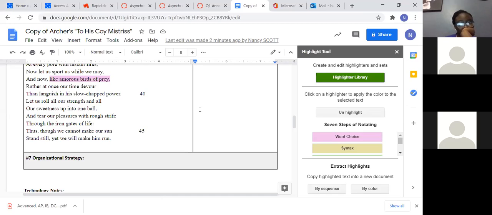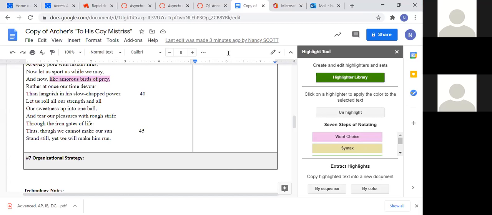Have you understood the poem up to this point? Somewhat, yeah. Where's there a problem? It's not really a problem. It's just I have a hard time understanding poetry. Okay, so if he says, and tear our pleasures with rough strife through the iron gates of life, what would the iron gates of life be? Anybody? Andrew, you know?